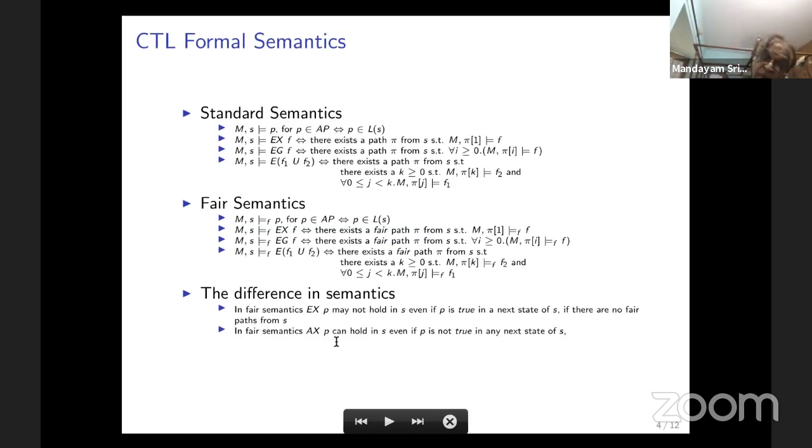Similarly, AX of P can hold in S even if P is not true, because if there are no fair paths at all, then universal quantification semantics is always defined to be vacuously true. And that's why even if P is not true, under the fair semantics, AX of P can become true.